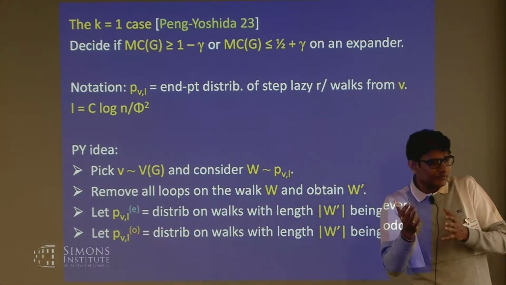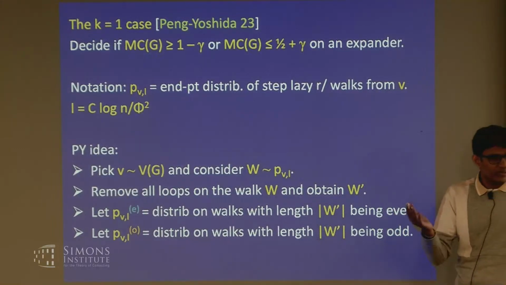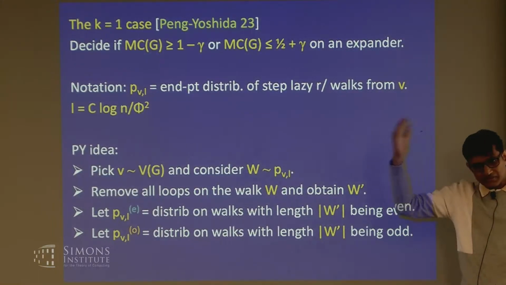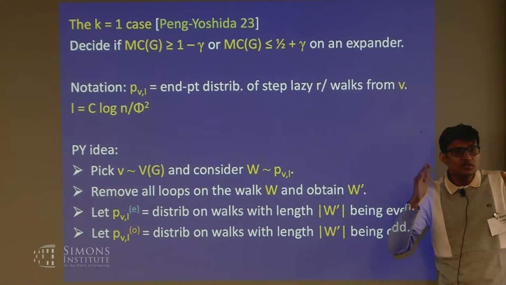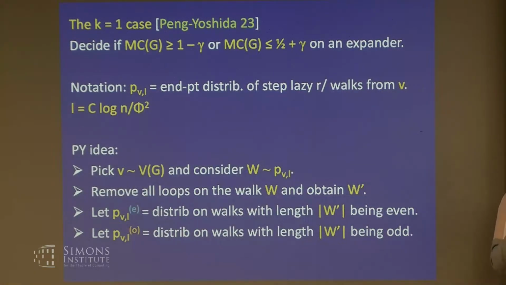And in the situation where the length of the walk, W prime, is an odd number, this is supported on the right side, right? So these two distributions end up fairly far apart. Okay. And it turns out that this intuition survives in the situation when the cut value is in fact very close to 1. So if the graph is nearly bipartite, these two distributions continue to remain far.